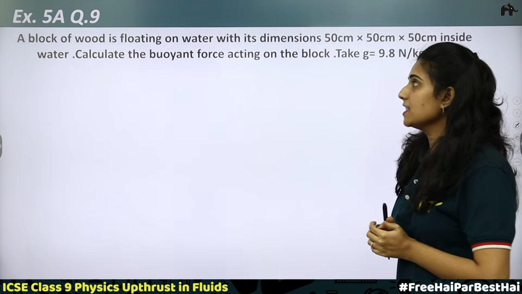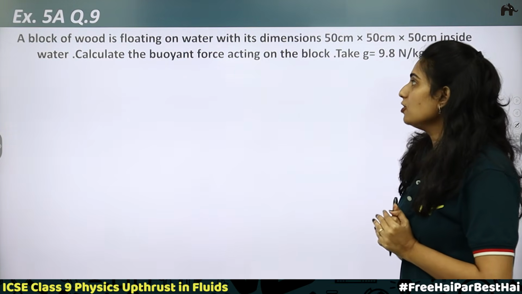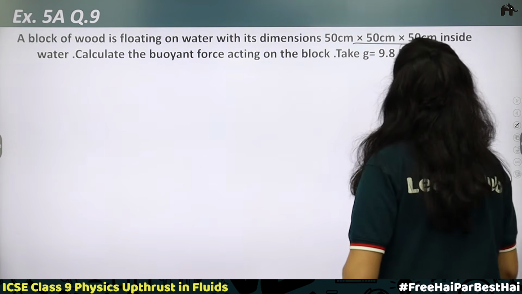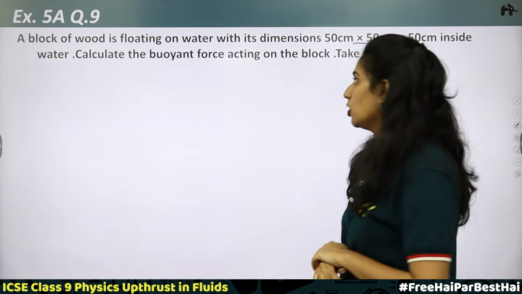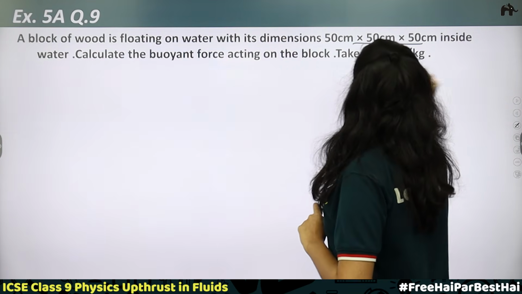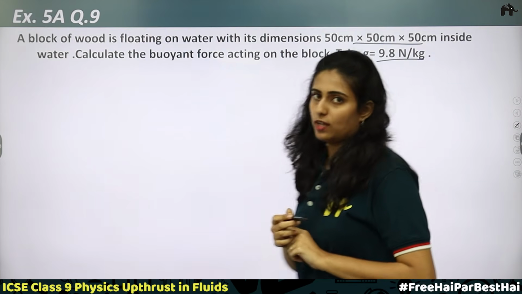Question number 9 of exercise 5A. A block of wood is floating on water with its dimensions 50 cm into 50 cm into 50 cm inside water. Calculate the buoyant force acting on the block. Take g is equal to 9.8 Newton per kilogram.